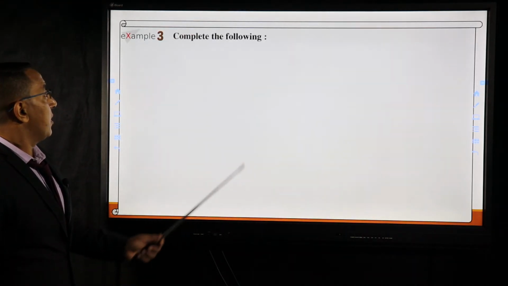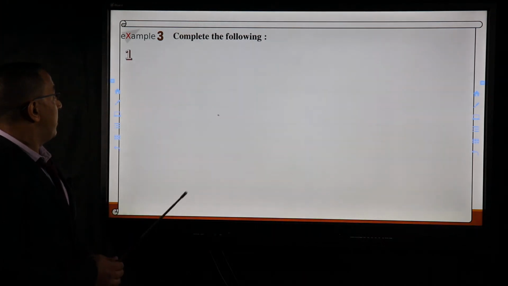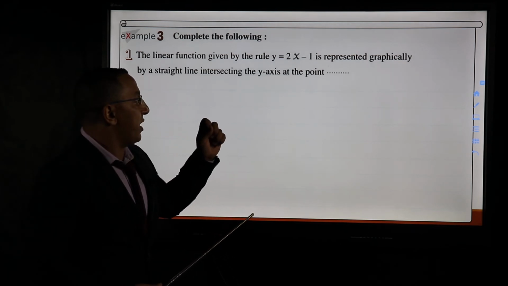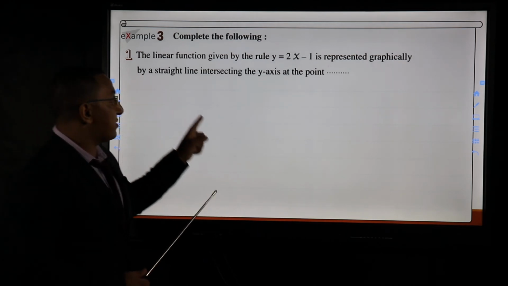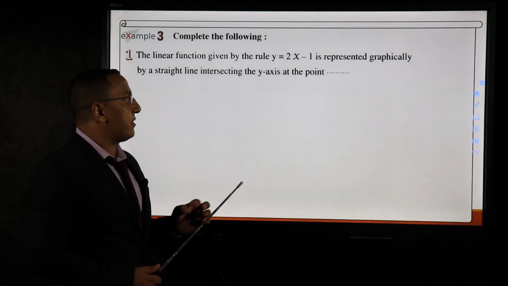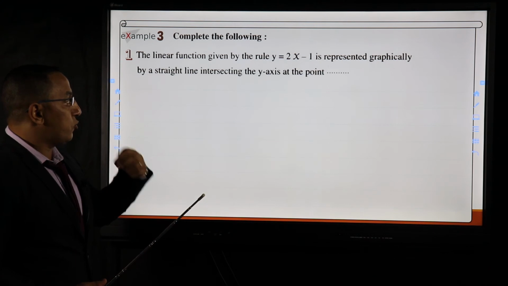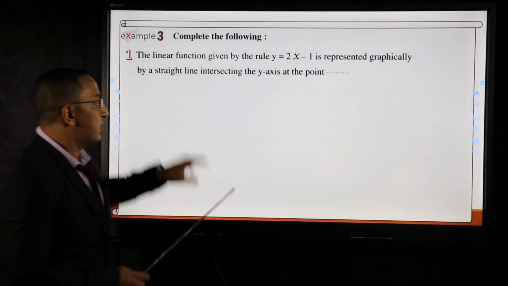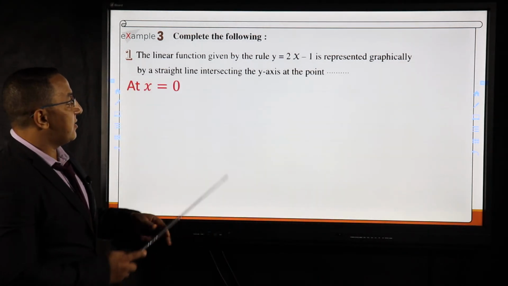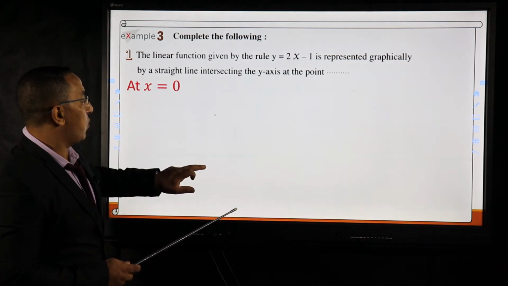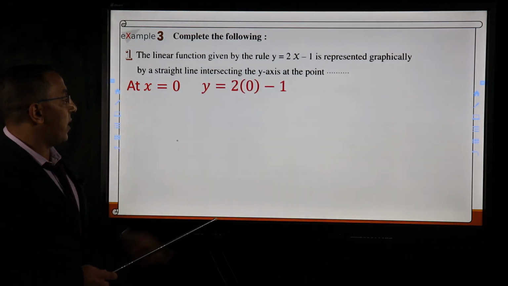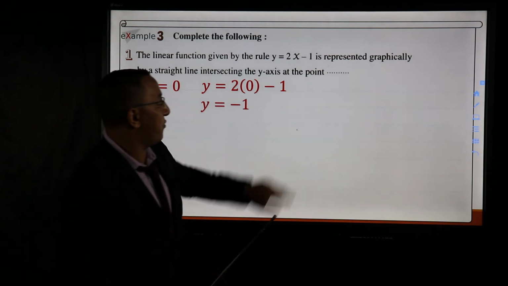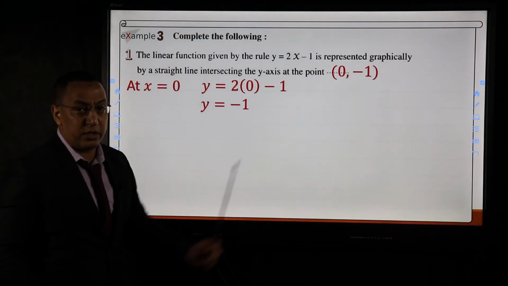Another example, complete the following. Number 1. The linear function given by the rule y equals 2x minus 1 represented graphically by a straight line intersects the y-axis at the point. As I said before, to find the intersection with the y-axis, you have to write 0 in place of x. So at x equals 0, the function will be like this: 2 times 0 minus 1, which is equal to negative 1. So y equals negative 1. So this one is 0 and negative 1. As you see, this is the intersection with the y-axis.